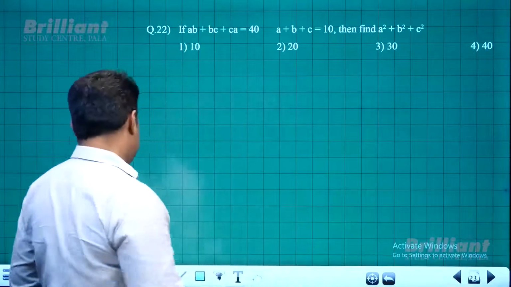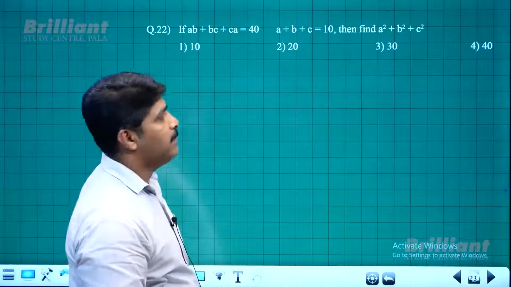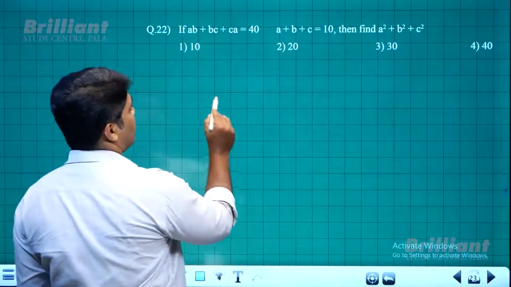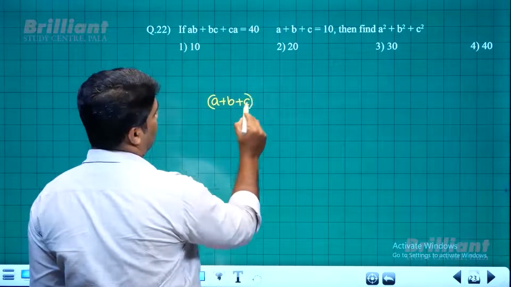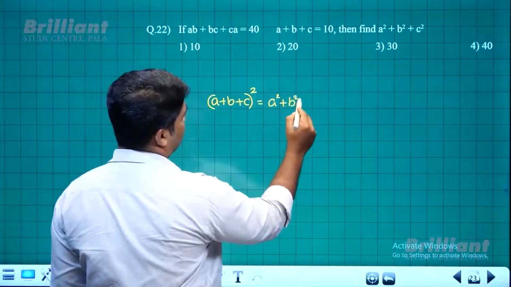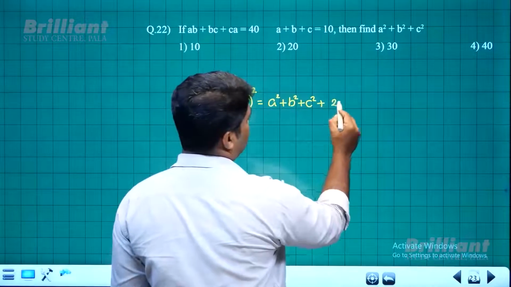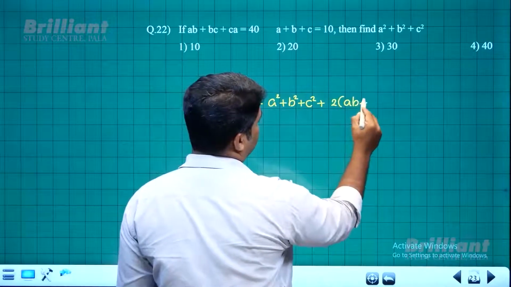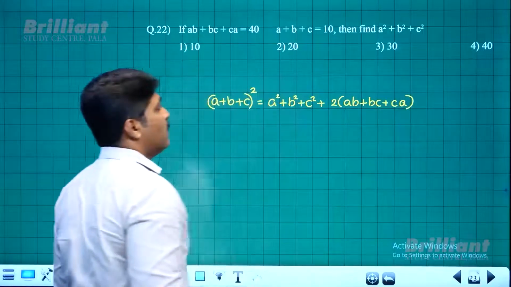The next question is based on an identity. So what is the identity here? A plus B plus C, the whole square, is equal to A square plus B square plus C square plus 2 times of AB plus BC plus CA. So this is the identity.